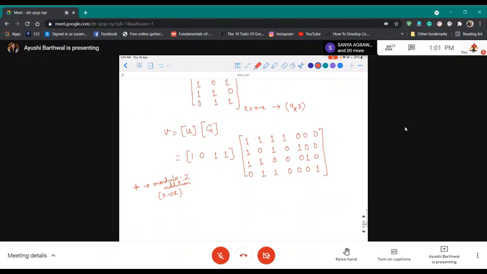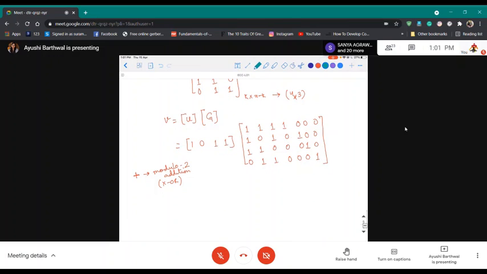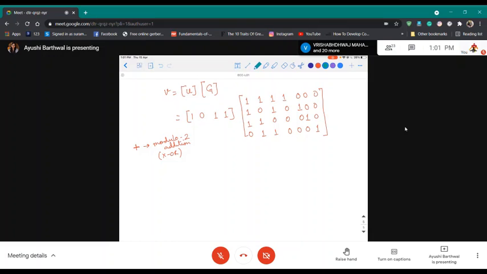What do we mean by XOR addition? Whenever there is an odd number of ones, the output will be 1. So if you add 0 plus 0, the output is 0. 0 plus 1, the output is 1. 1 plus 0, the output is 1, and 1 plus 1, the output is 0. So this is your modulo 2 addition.